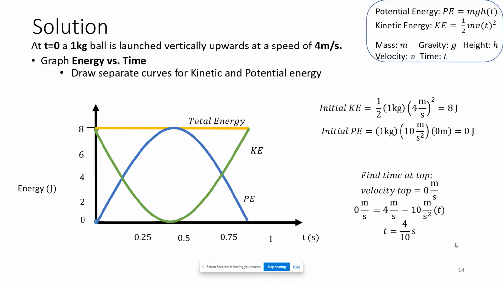So we can find the time at the top because we know the velocity at the top is 0 meters per second. And so we know that 4 meters per second minus the gravitational acceleration times a given time is going to give us 0. And so we've solved for that time to be 4/10 of a second.